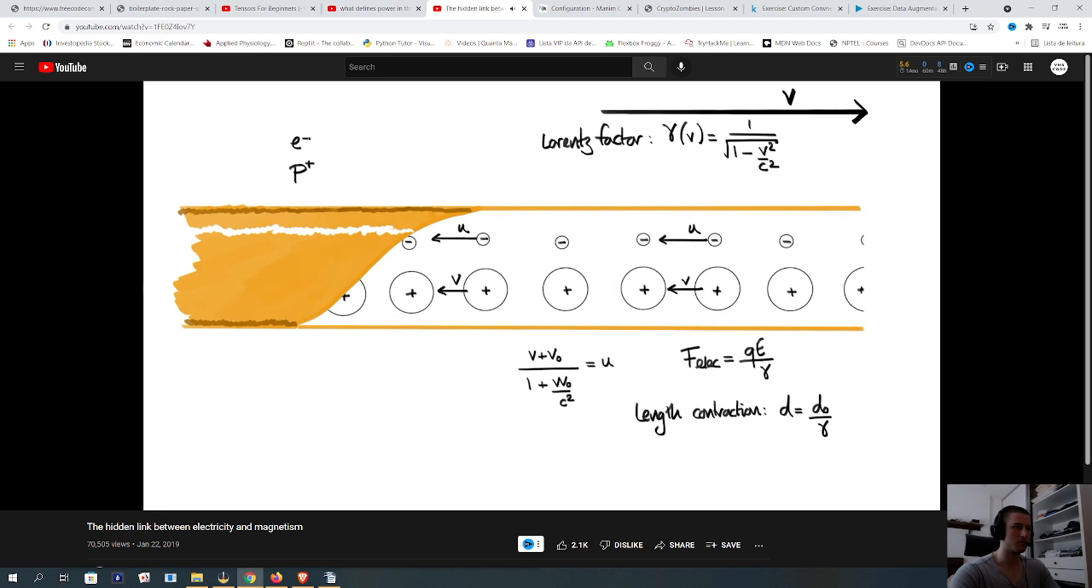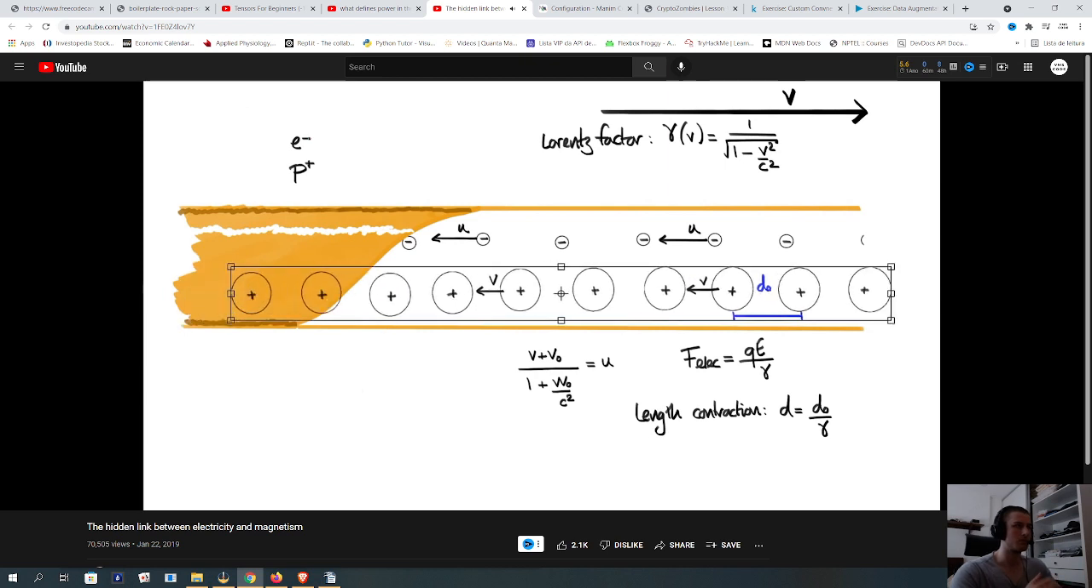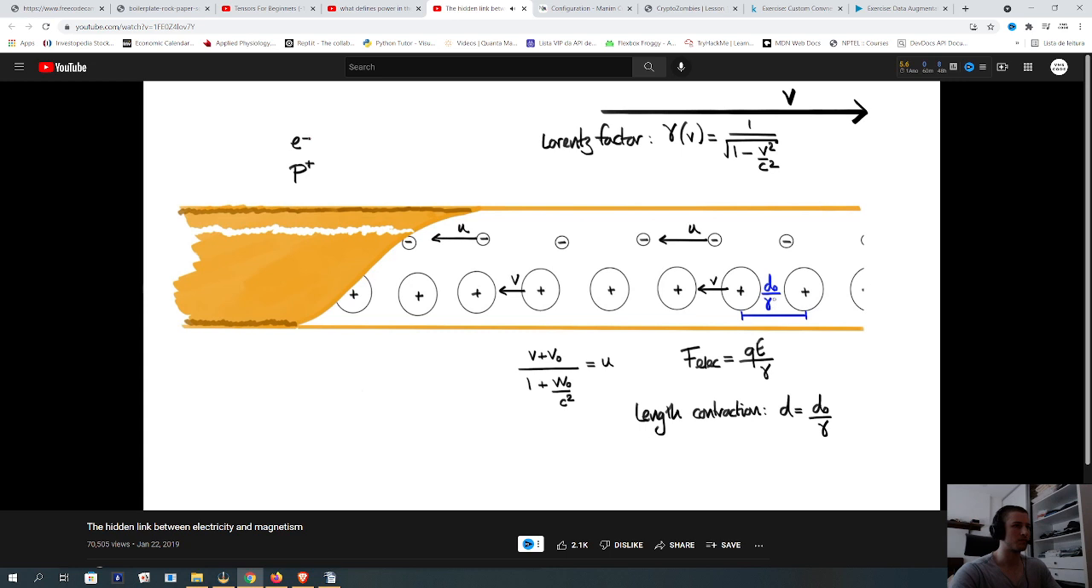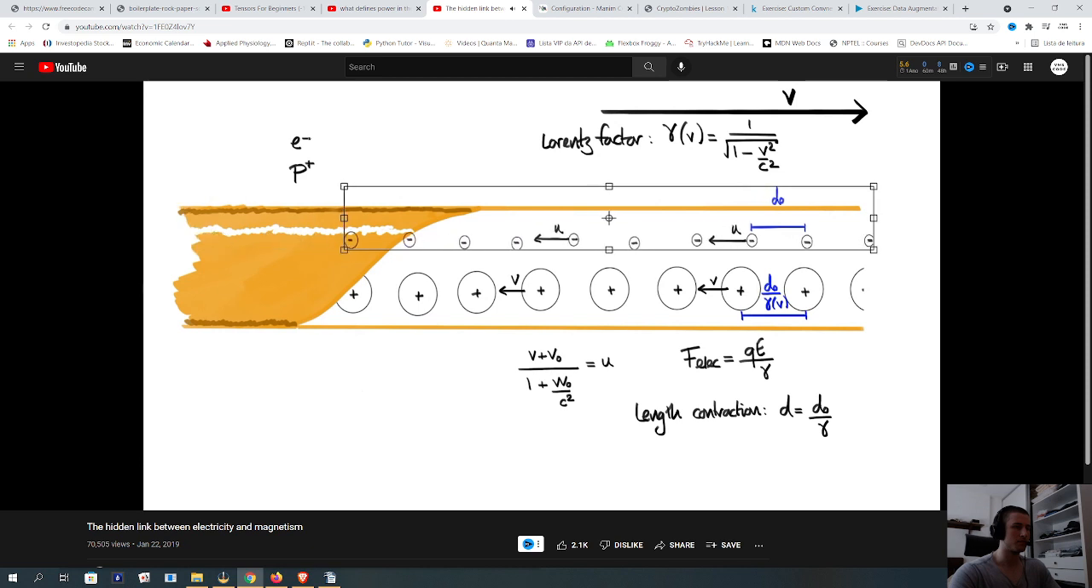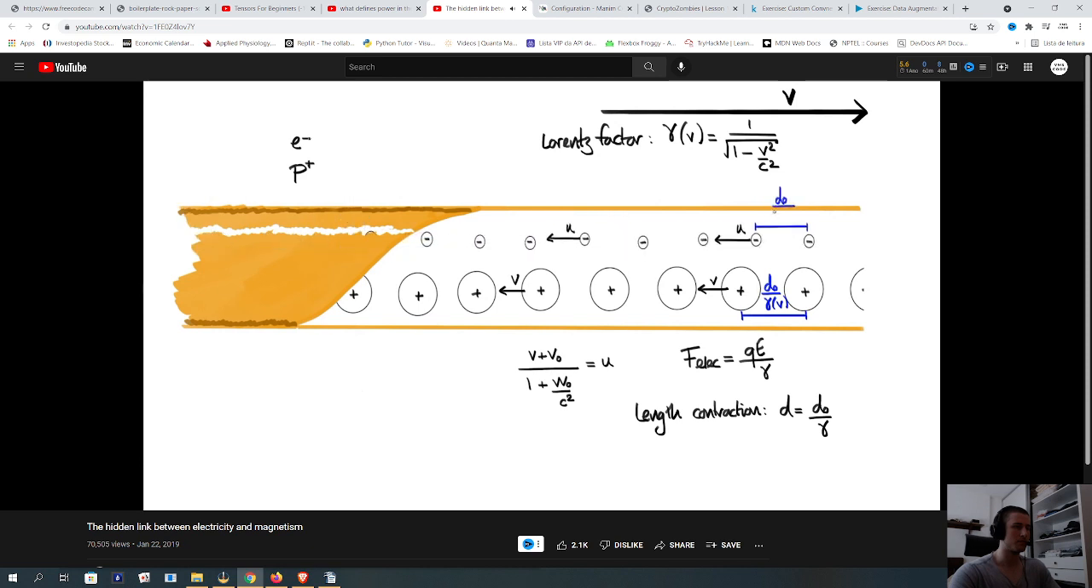And this discussion applies equally well to the particles in our wire. So supposing the positive ions are a distance d0 apart when we're sat next to the wire, when we start moving at the speed v alongside the charged particles, we're going to be moving past those positive ions. So the distance between them is going to appear smaller than it was before, and it's going to be smaller by the factor 1 divided by gamma. And the same is true of the electrons. But the electrons are moving at speed u, and u is faster than the speed v. So the electrons are going to be squashed together even more. And the distance between them, instead of being d0, is going to be d0 over gamma of u.